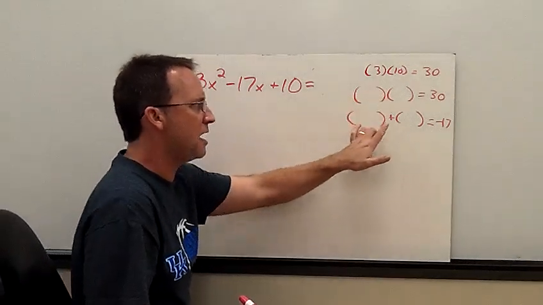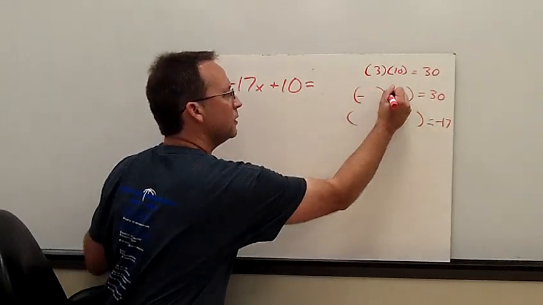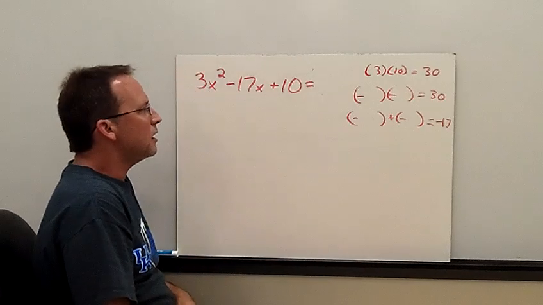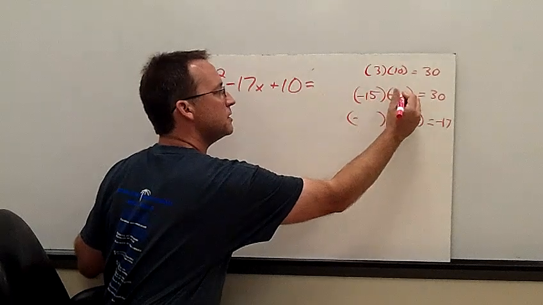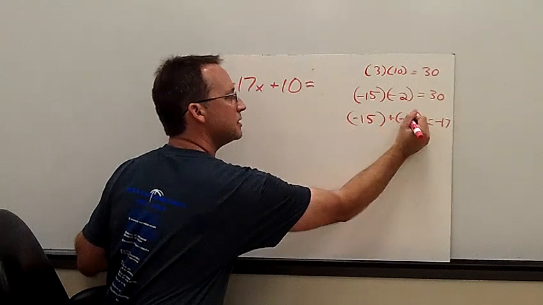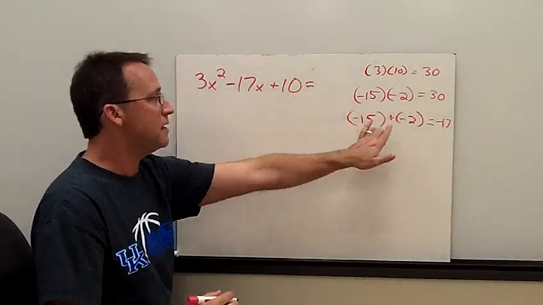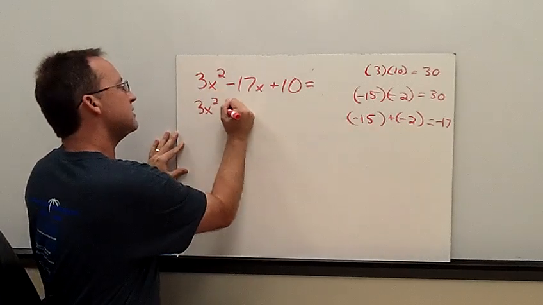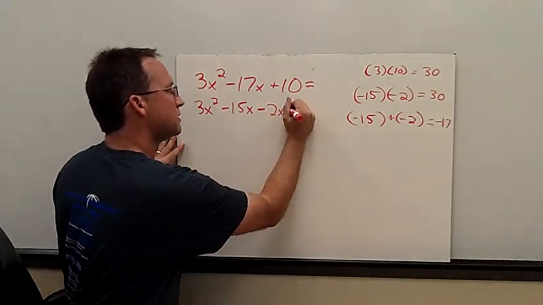All right, so these must have the same sign. They must both be negative. So I'm trying to get a negative 17 here. I kind of tinker around with it for a while and think 15 and 2. A negative 15 times a negative 2 would give me 30. And then a negative 15 plus a negative 2 would give me a negative 17. And these are not my solutions. These are what I use to split the middle term up. That minus 17x in the middle can split up into a minus 15x and a minus 2x.